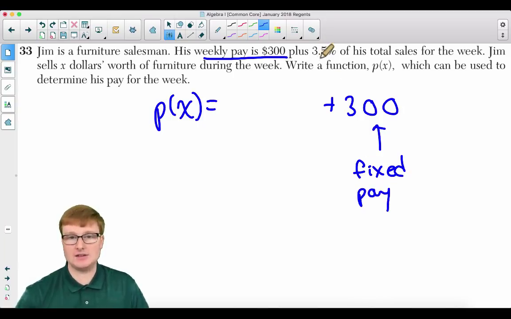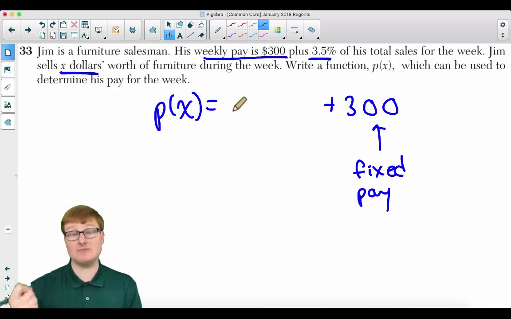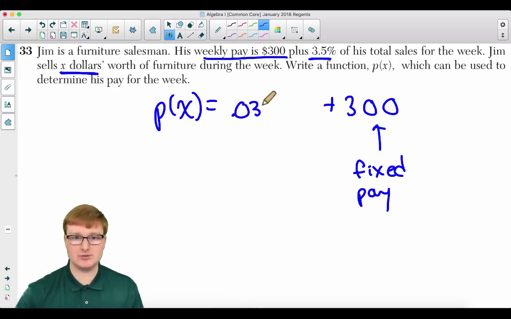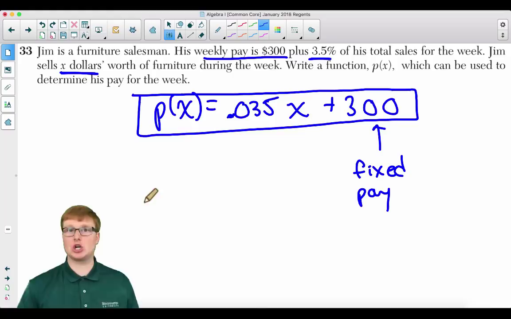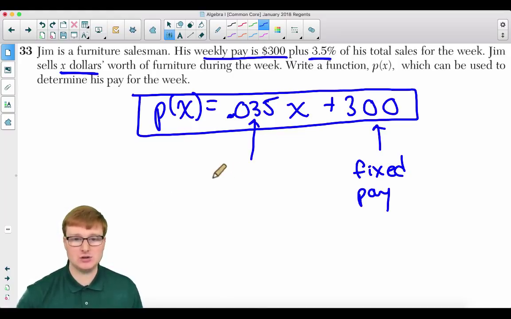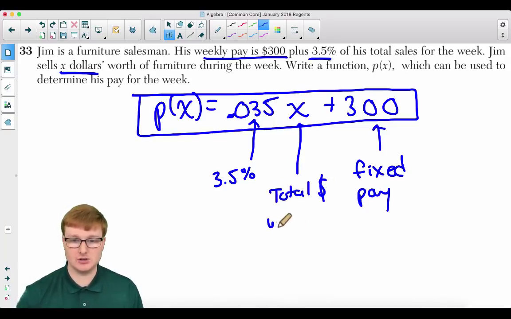So, on the other hand, he gets 3.5% for x dollars that he sells. So, 3.5% expressed as a decimal is 0.035x. Ladies and gentlemen, that is, in fact, his equation to determine his pay for the week. Now, that 0.035, that's your 3.5% expressed as a decimal, and that x is the total dollars worth of furniture he sold in the week.